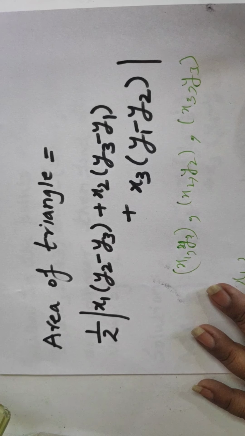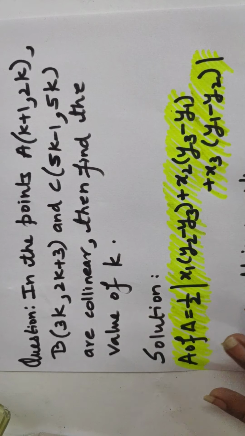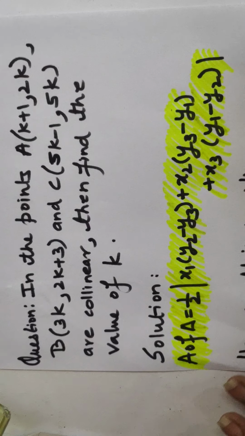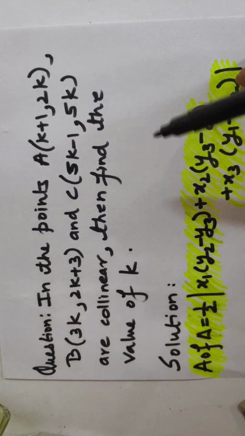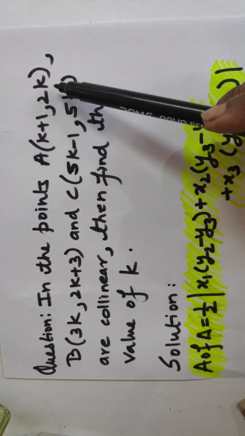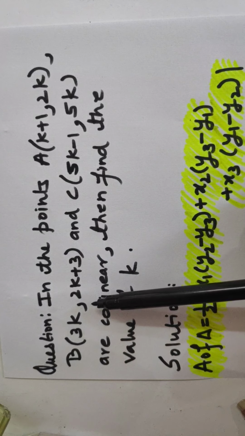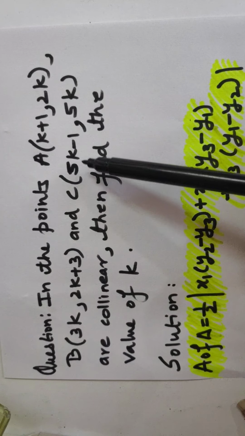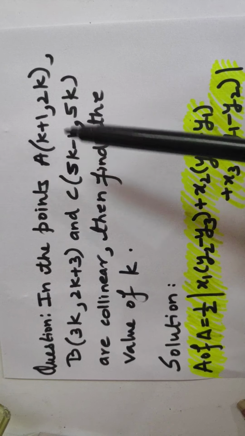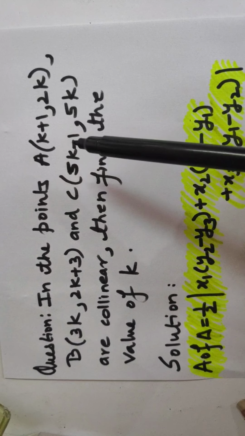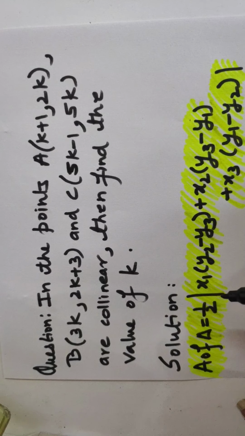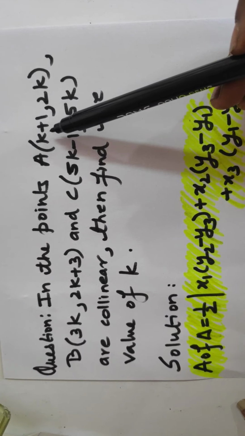Suppose I am taking one example, and this type of example is very important from the board point of view. First of all, read this example. If the points A(k plus 1, 2k), B(3k, 2k plus 3) and C(5k minus 1, 5k) are collinear, meaning these 3 points are collinear, then find the value of k. So in this question they have already told us that the 3 points are collinear and we need to find the value of k here.